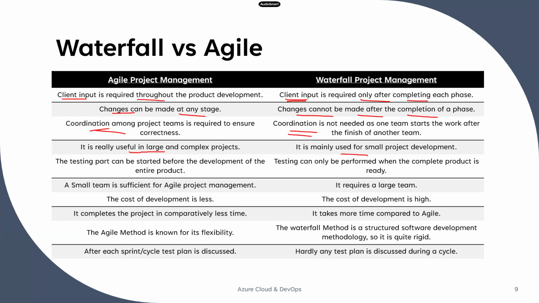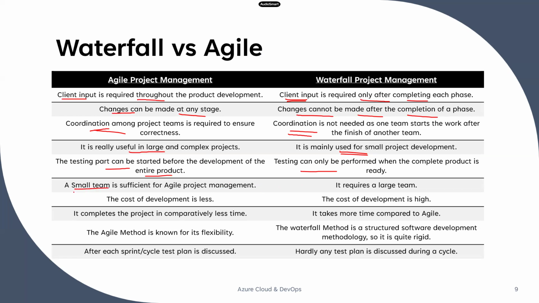But waterfall mode is mainly used for what? It is for a small project. Because of this, changes cannot be made after completion of the phase. That's why we can mainly use it for small projects. In agile, the testing part can be started before development of the entire product. But here, testing will be started only after the product is ready, which means that phase is completed.